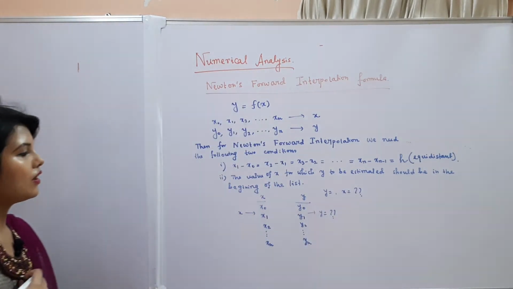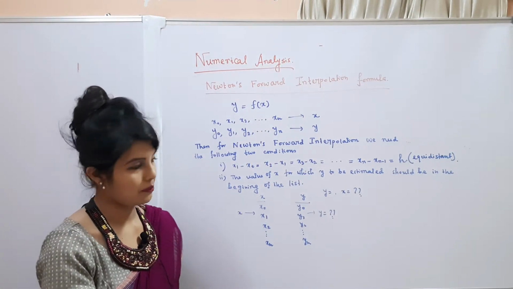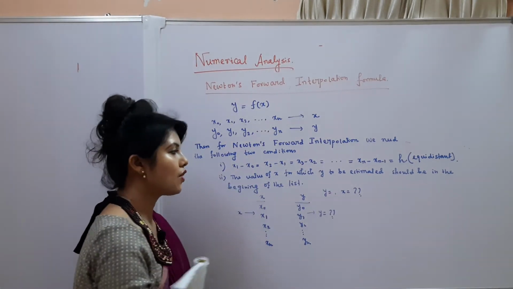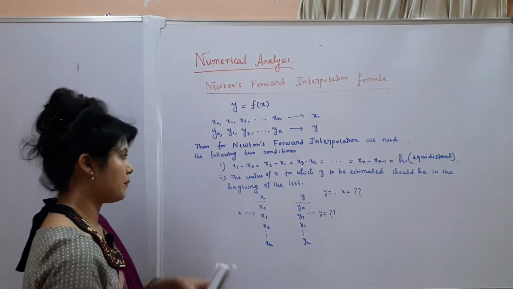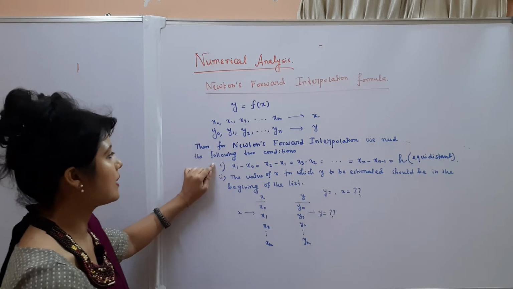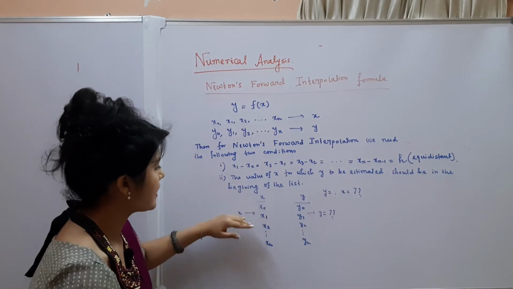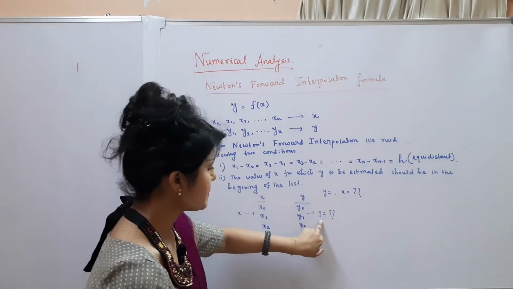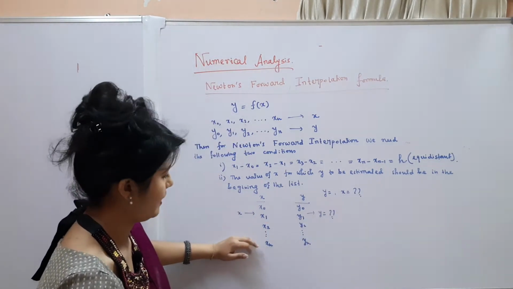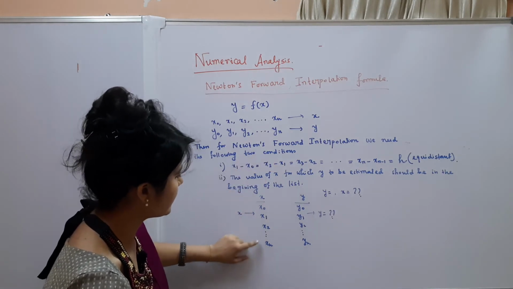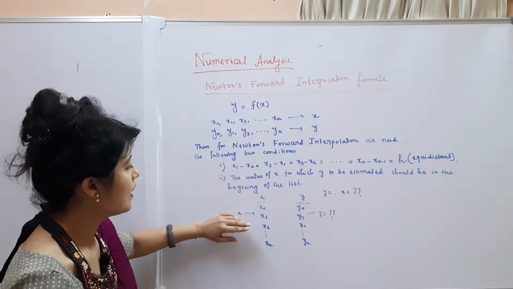Okay, so these are the two conditions for applying Newton's forward interpolation formula. Okay, so these two conditions should be satisfied if you are going to apply Newton's forward interpolation formula. That is, the first condition says that the values of the x's are equidistant, and the second condition says that the value of x for which y is to be estimated should be at the beginning of the list, not the end of the list. That is, for backward interpolation we need the x to be at the end of the list, but for forward interpolation we need the x to be at the top of the list.